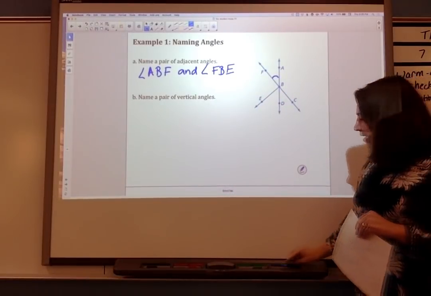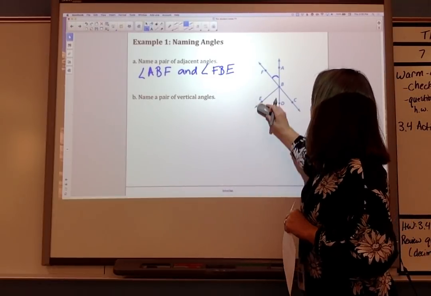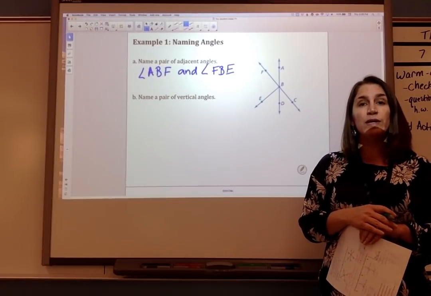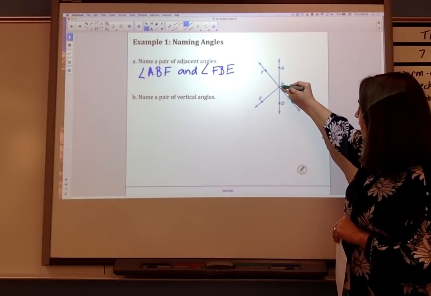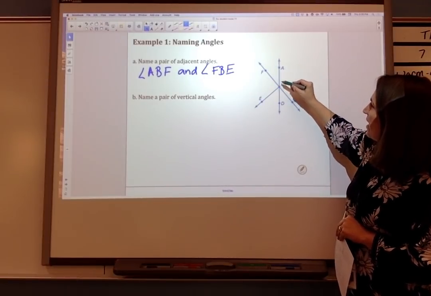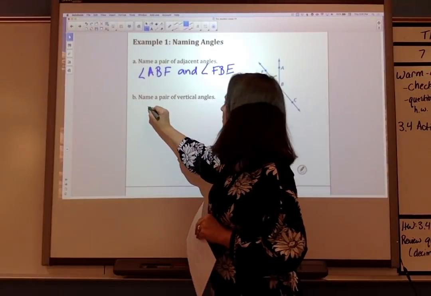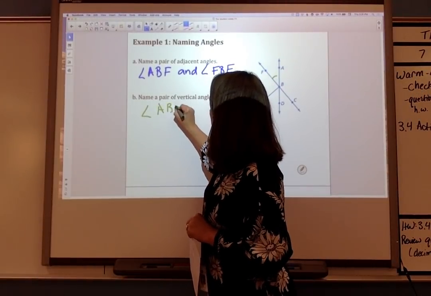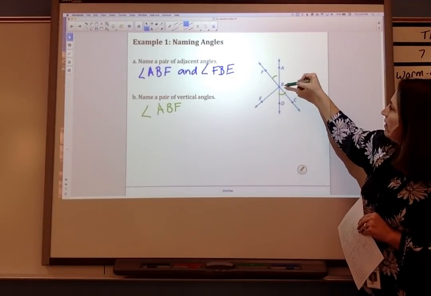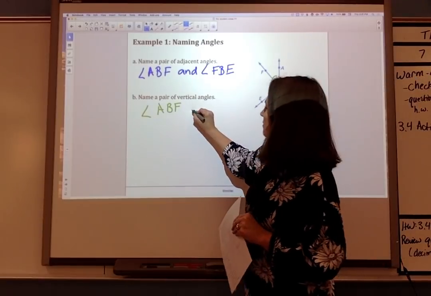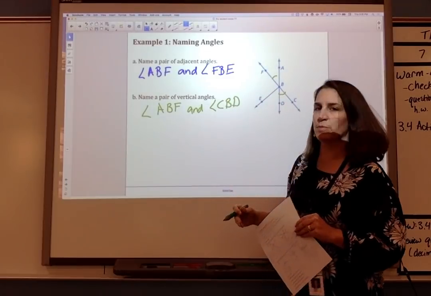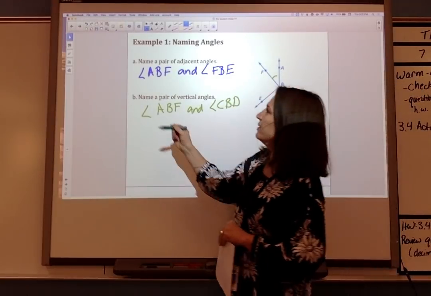Okay, now we're going to name a pair of vertical angles. So remember, vertical angles are formed by two intersecting lines. So here we have a line, and here we have a line. So we can start with the same ABF right here. And the vertical angle is across from it, CBD. It's a pair of vertical angles.